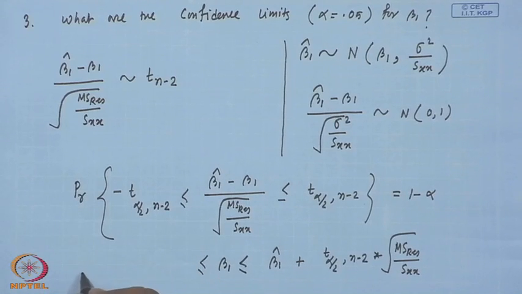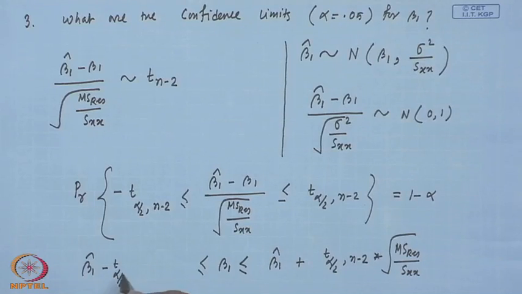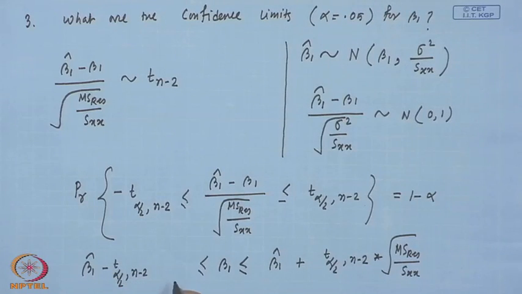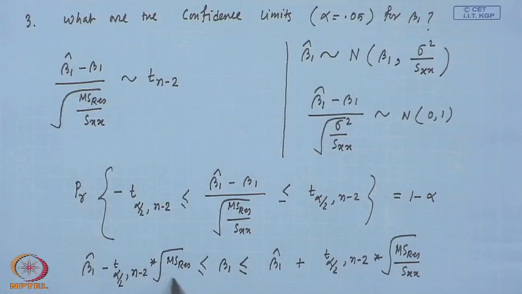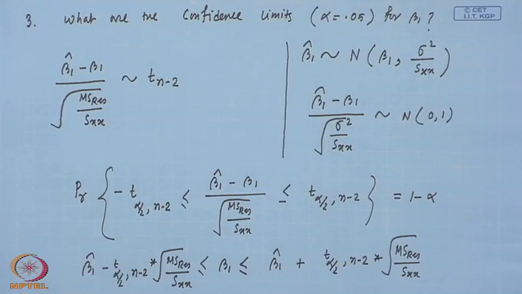And here, beta 1 hat minus t alpha by 2 with n minus 2 degrees of freedom, times the square root of MS residual by Sxx. Again, this has probability 1 minus alpha. So this is the lower limit for beta 1, and this is the upper limit for beta 1.